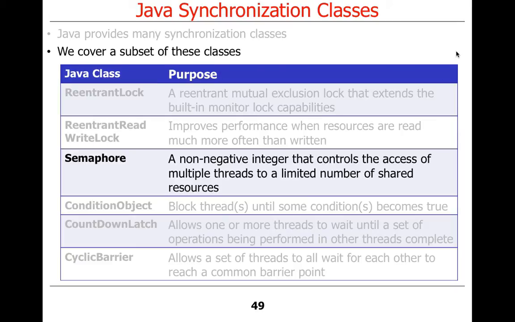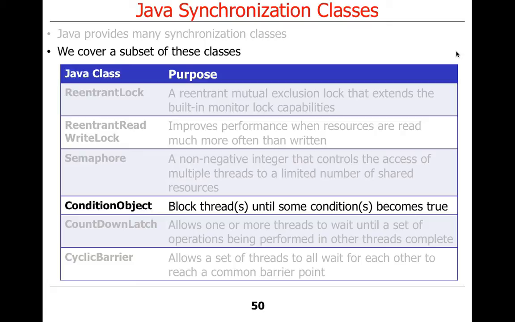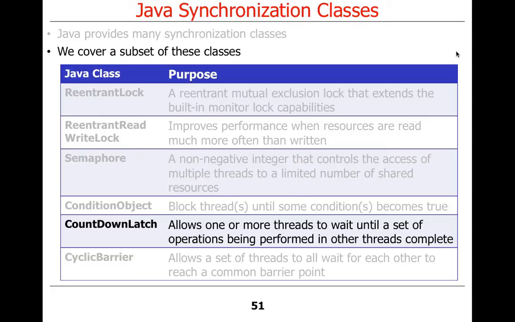Semaphores, which you're implementing right now, are these non-negative integers that allow multiple threads to get access to a limited number of resources. Condition objects are used to block until certain conditions become true. That's kind of the way that the wait and notify mechanisms work in a monitor object. They use something akin to a condition object, although the condition objects used with the monitor object implementation are implemented at a lower level using C, unlike the condition objects in the libraries, which are largely done with Java code. We'll talk more about those details later.